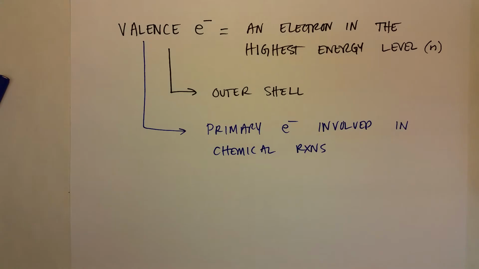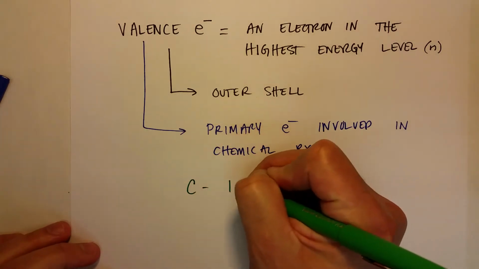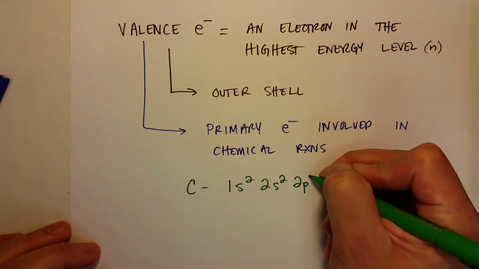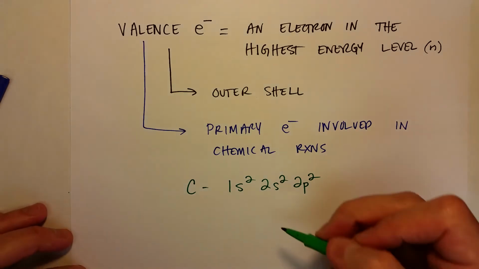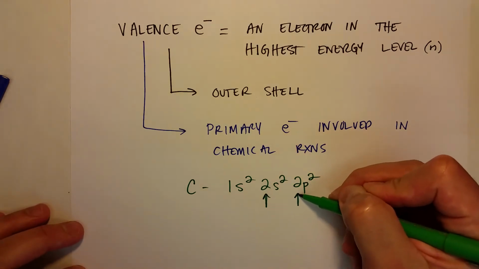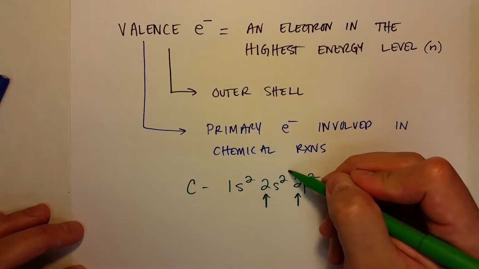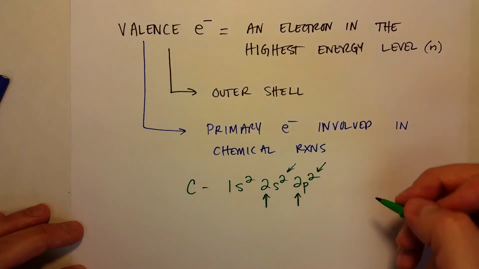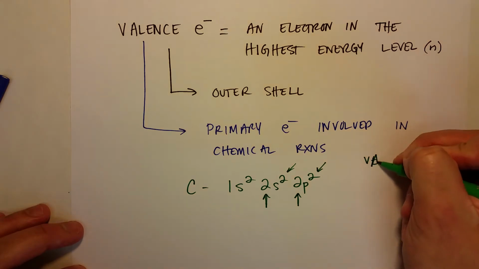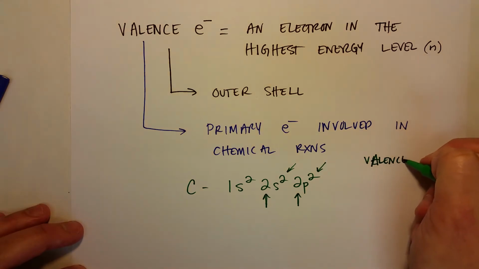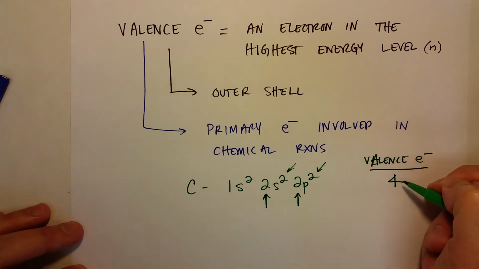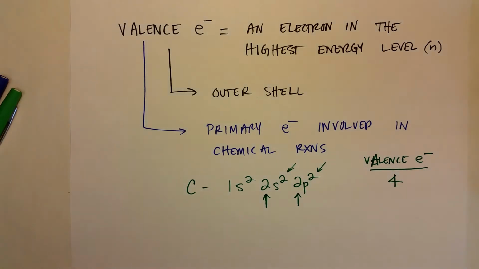Okay. So we did two electron configurations last time. We did carbon, which was 1s2, 2s2, 2p2. The highest energy level for carbon is energy level 2. And it has 2 electrons in the s and 2 in the p, so for a total of 4 electrons. Carbon has 4 valence electrons.